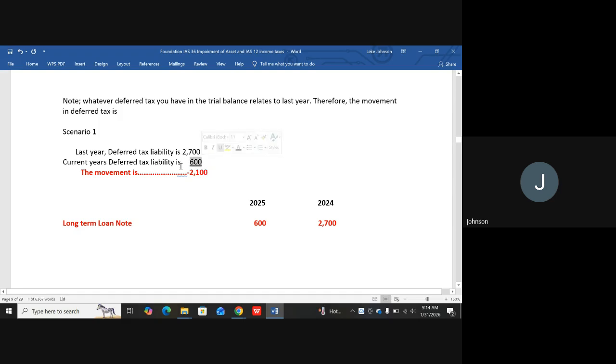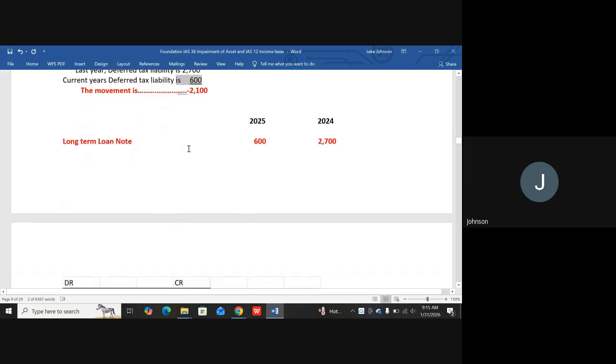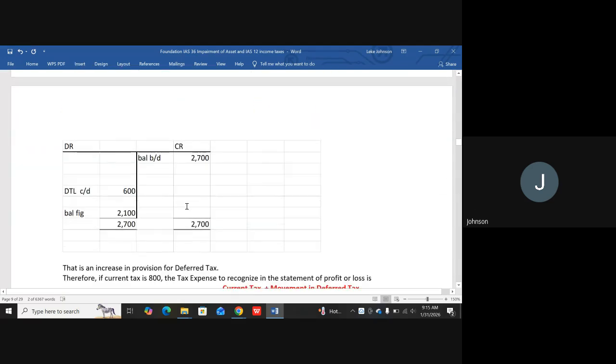You paid out of this 2,700 liability, you have paid 2,100 out of it. That is why you are having 600 remaining this year. Does it make sense? It's technical, but stay with me. So this is one method to know the movement. We can also use the T format account to get the movement.